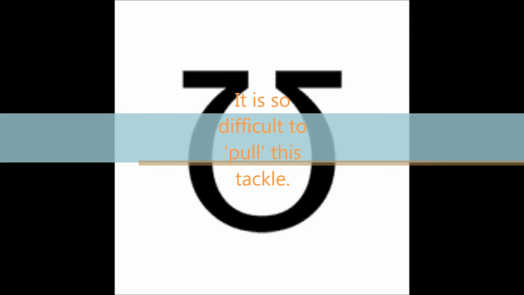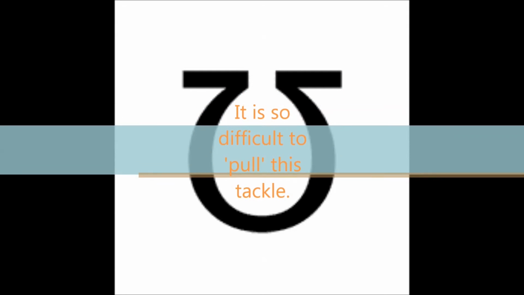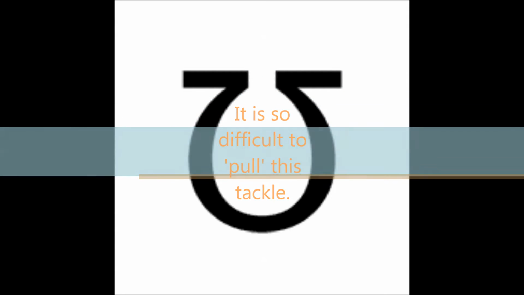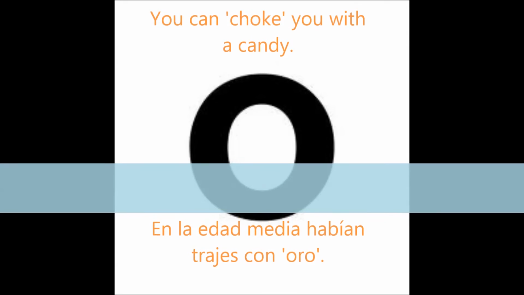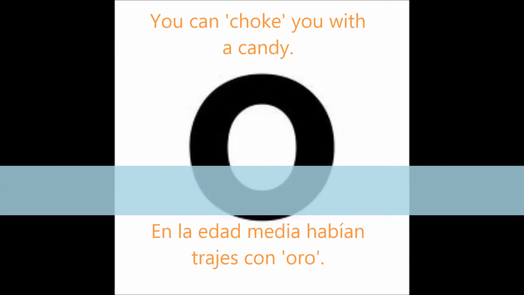It is so difficult to pull this tackle. In Spanish, this phoneme doesn't exist. You can choke you with a candy. En la Edad Media habían trajes con oro. These phonemes differ in the transition that there is from the beginning at the end of the uttering. The first one starts in a half-closed position and finished in a closed one, whereas the second one keeps his half-closed position.